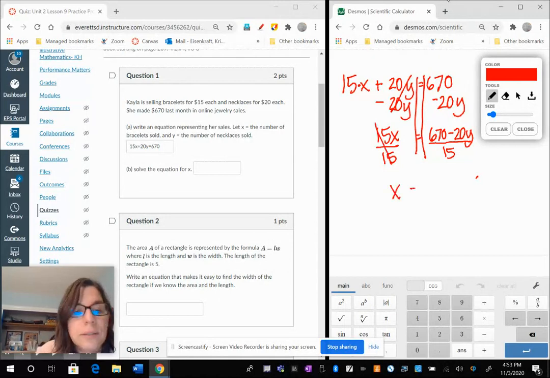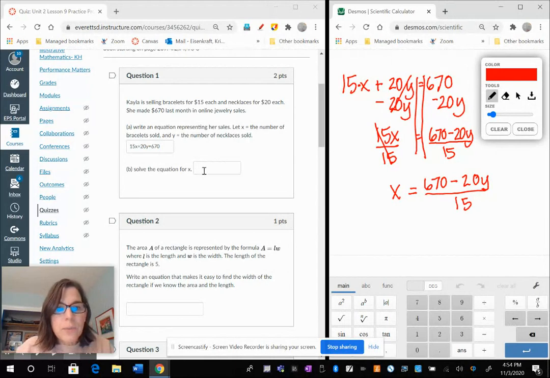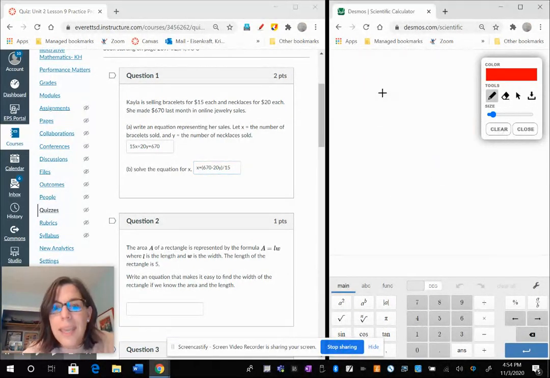So the number of bracelets sold is 670 minus 20 per every necklace, $20 times necklaces, divided by 15. So we didn't get an answer. What we did is we got an equation we could use, x equals, to figure out the number of bracelets had we been given the number of necklaces. Because Canvas doesn't have a fraction bar, I'm using grouping symbols to show I'm dividing all of that by 15. Okay, clear.